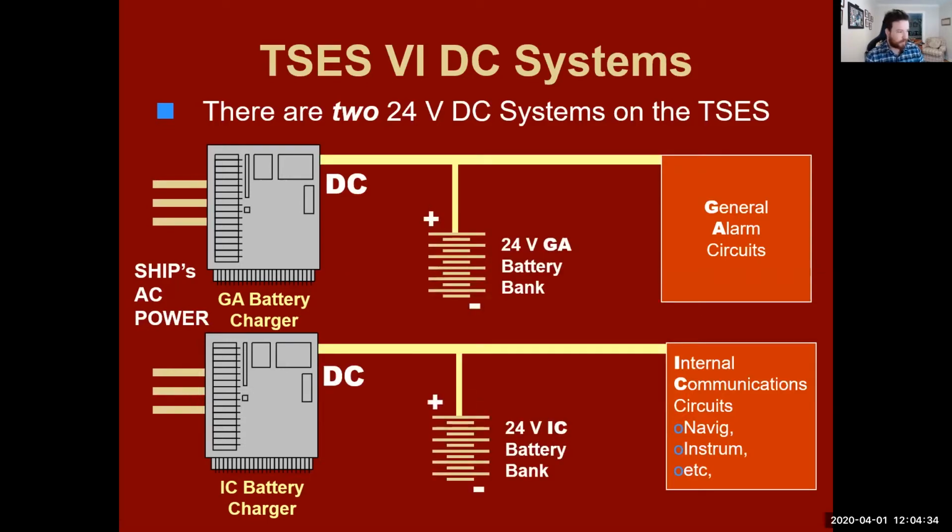The ship, since we were talking about shipboard applications, has two different DC 24-volt systems.